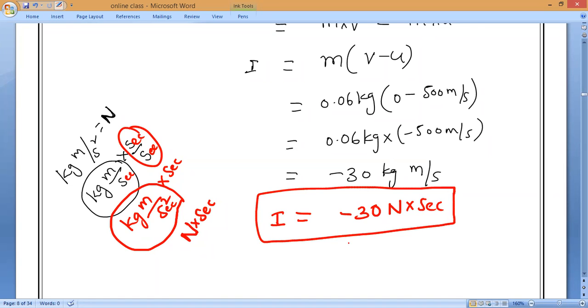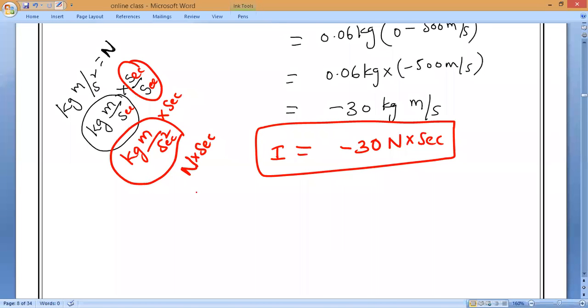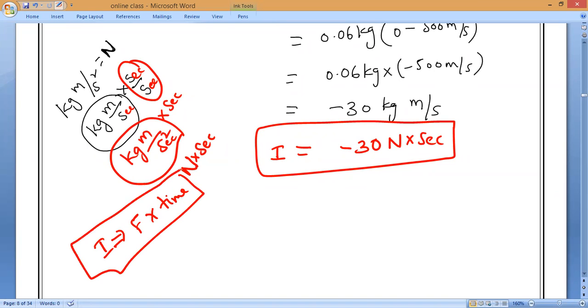Right, sir. Right or wrong? Because what does impulse mean? Force into time. Yes or no? Force into time. Is it right or wrong? Yes. So what is the unit of force? Force is Newton, time is second. So that is what it is. So I have written it like this. Any doubt?